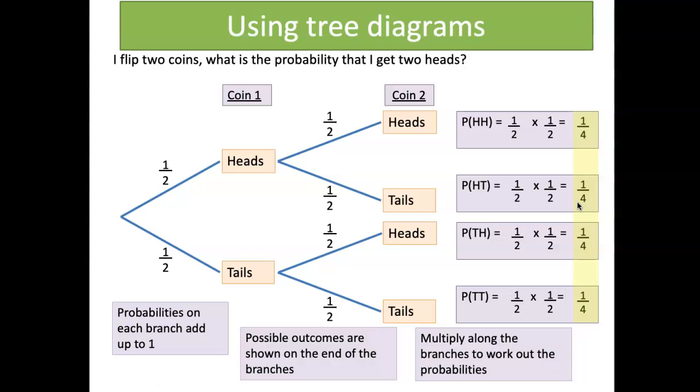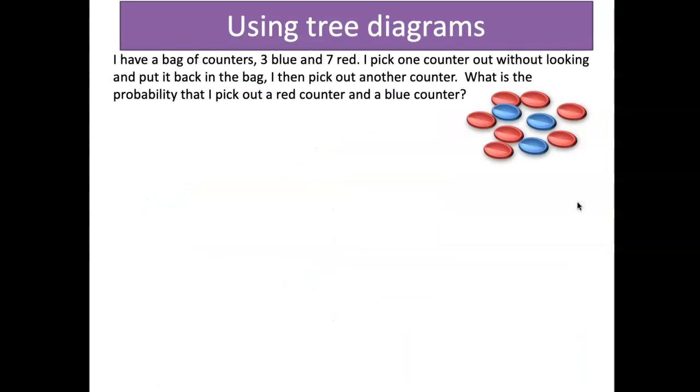Okay, so now let's have a new problem. How about if you have a bag of counters? It contains 3 blue and 7 red. You are going to pick one counter without looking, and then after you have picked one counter, you have to return it back to the bag, and we want to find out the probability that you pick one red and one blue. We're going to use a tree diagram here. So I have two colors, so the first one will represent the first pick.